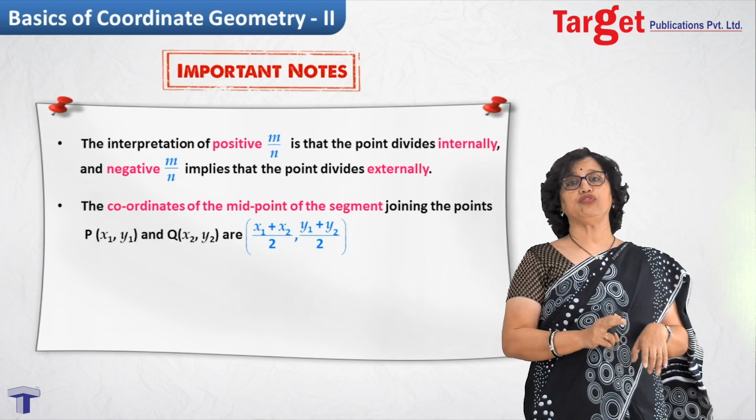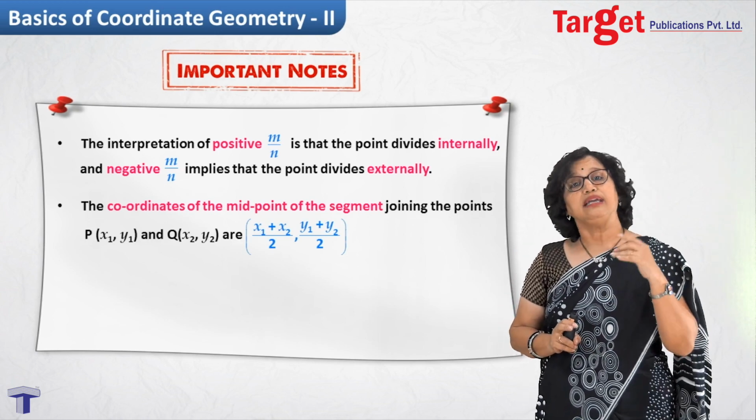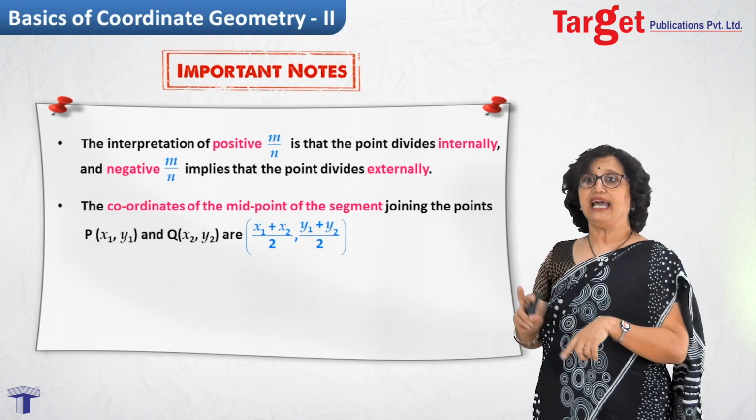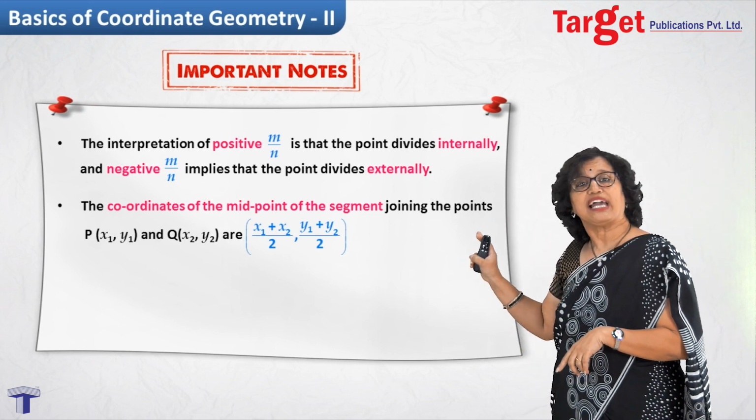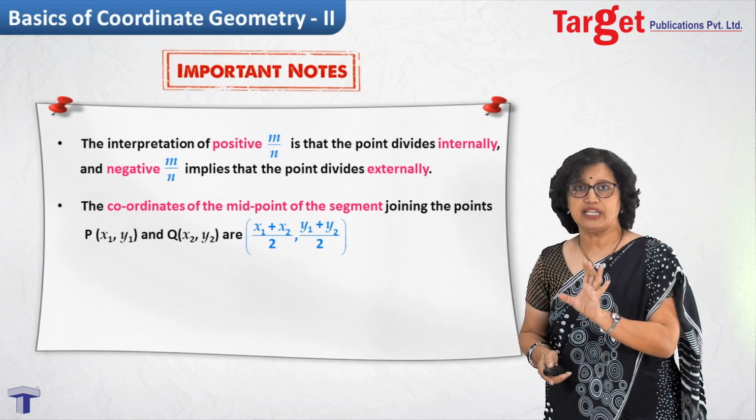And the coordinates of the midpoint can be obtained by the internal division formula. Here m1 and m2 would both be 1 and 1, and hence the midpoint is given by (x1 plus x2) upon 2 and (y1 plus y2) by 2. They are the x and y coordinates of the midpoint.